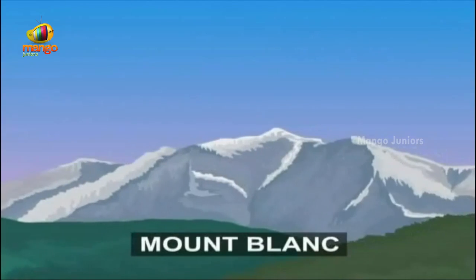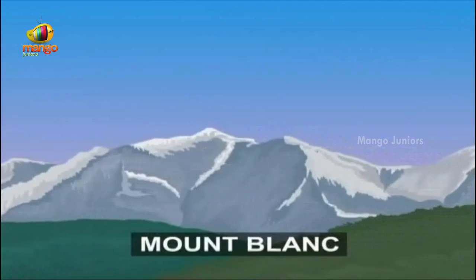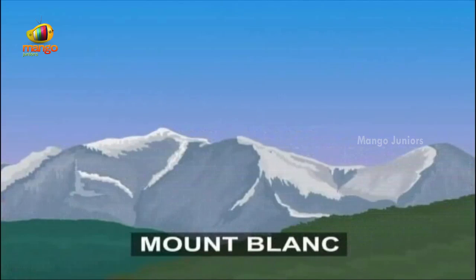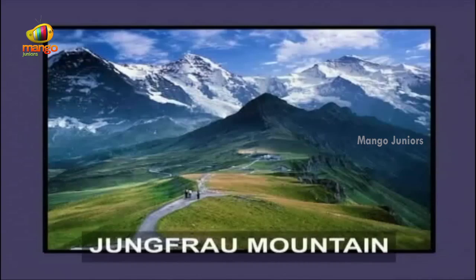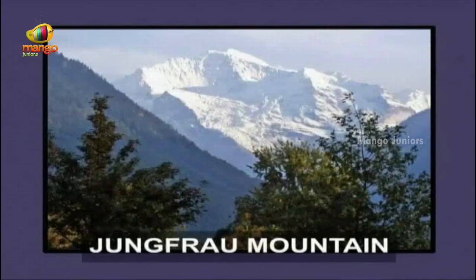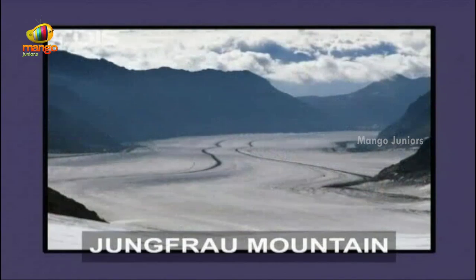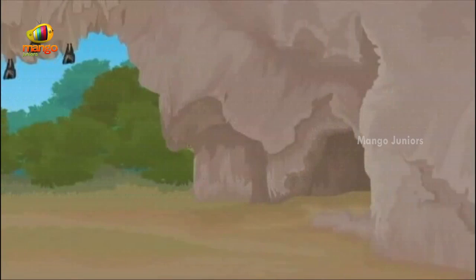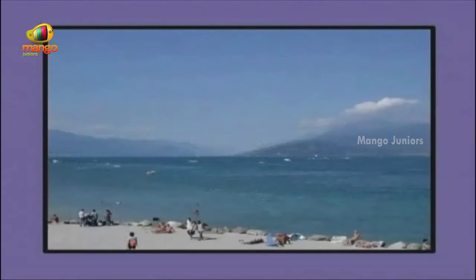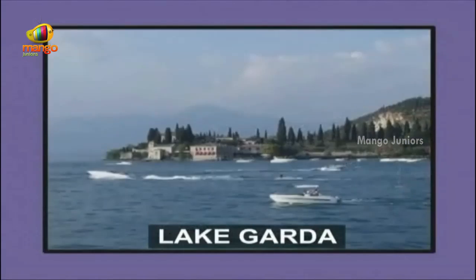Mont Blanc, which means White Mountain, is the highest of the alpine peaks. It is a little above half the height of Mount Everest. The Jungfrau is the tallest of the Bernese Alps and is surrounded by massive glaciers. The Slovenian Alps are inhabited by bat species and limestone caves. Sheltered by the mountains is Italy's large lake called Lake Garda, which has a warm Mediterranean climate.